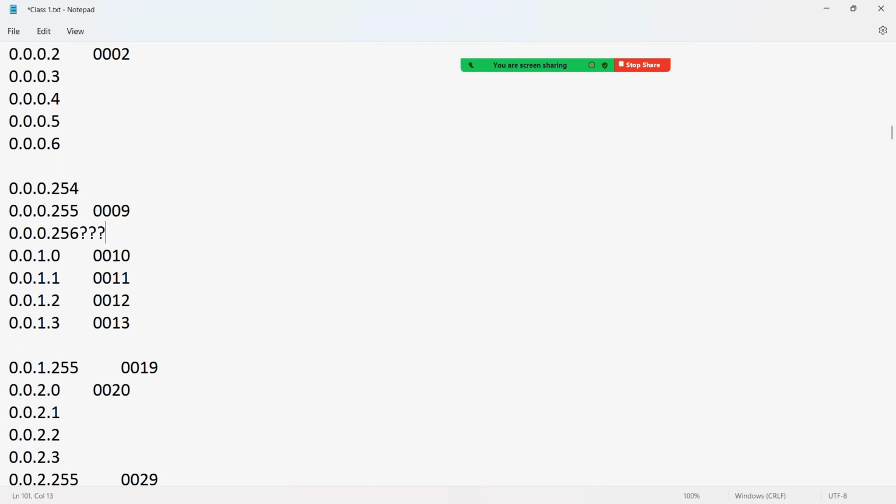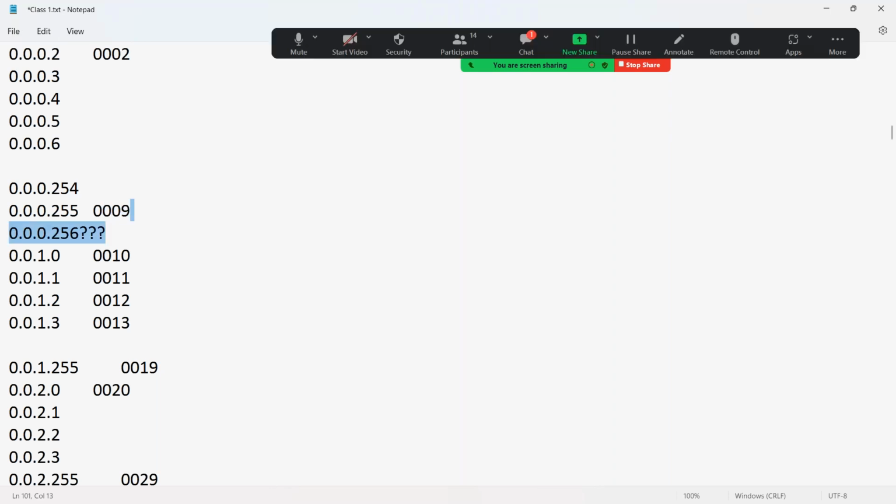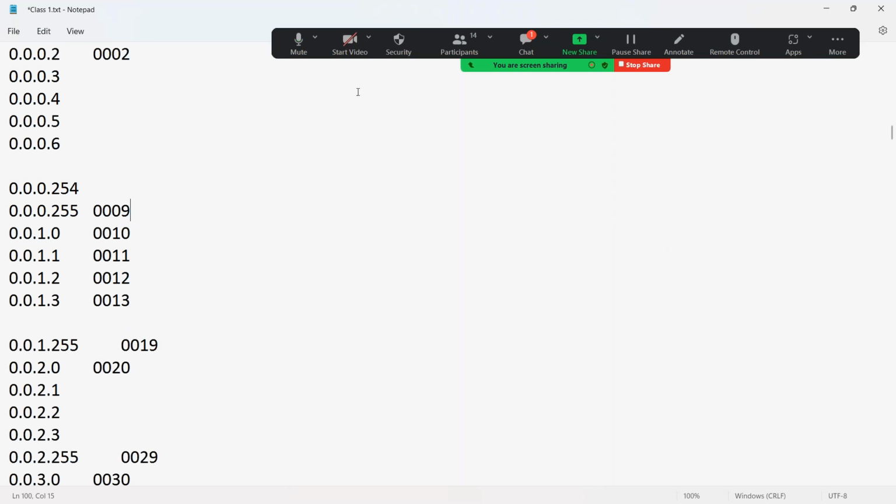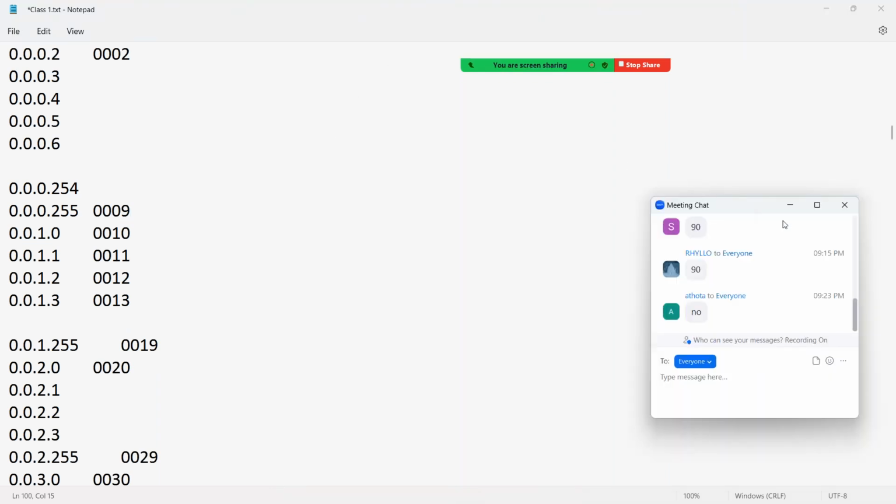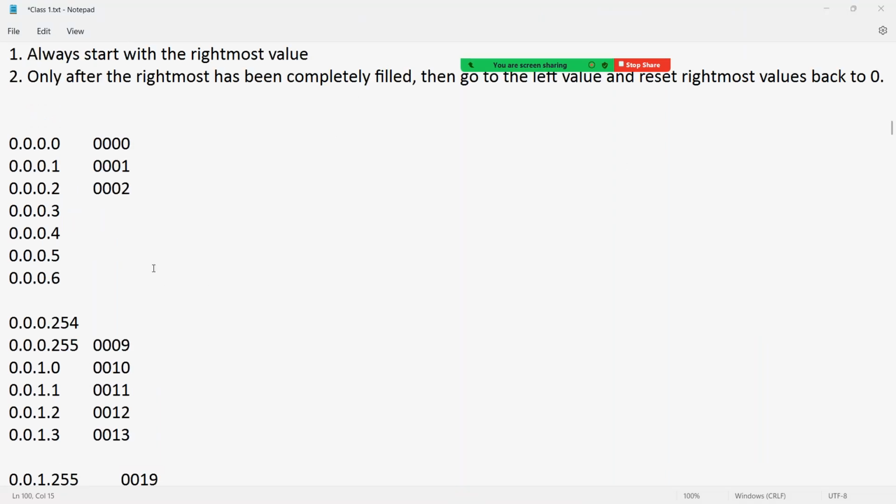Is this possible? Anyone? Definitely not. So after 255, once you reach the maximum value there, rule number 2 applies.